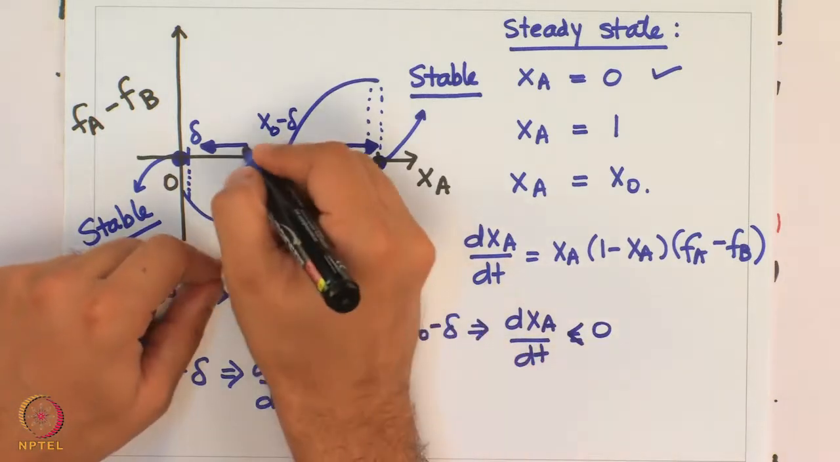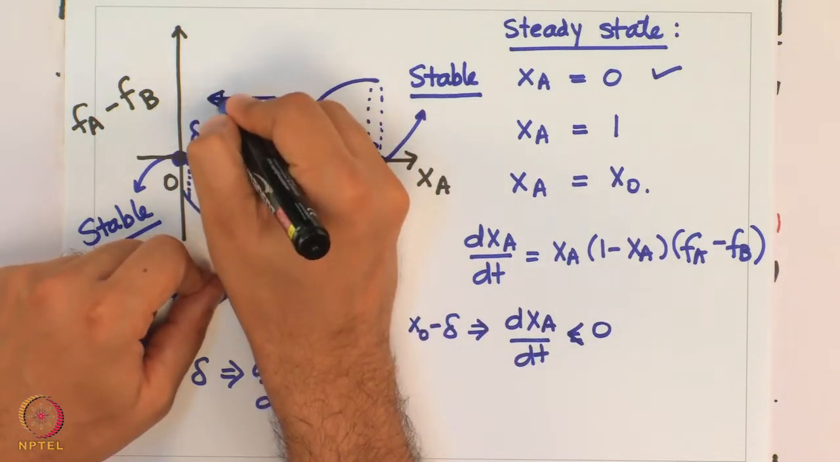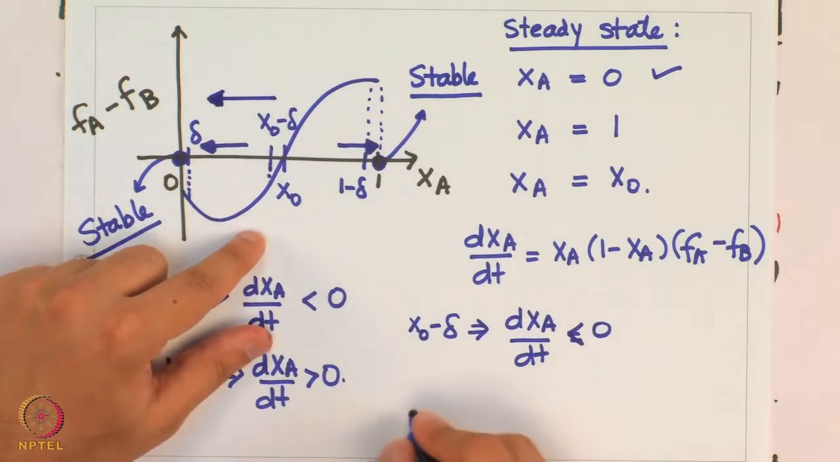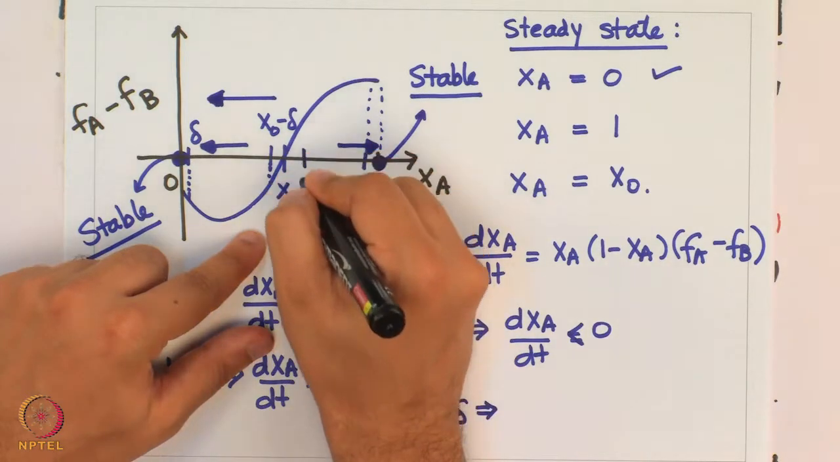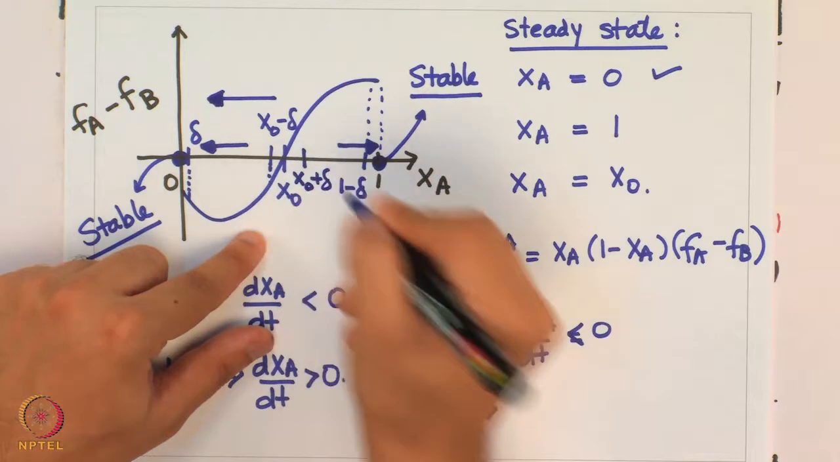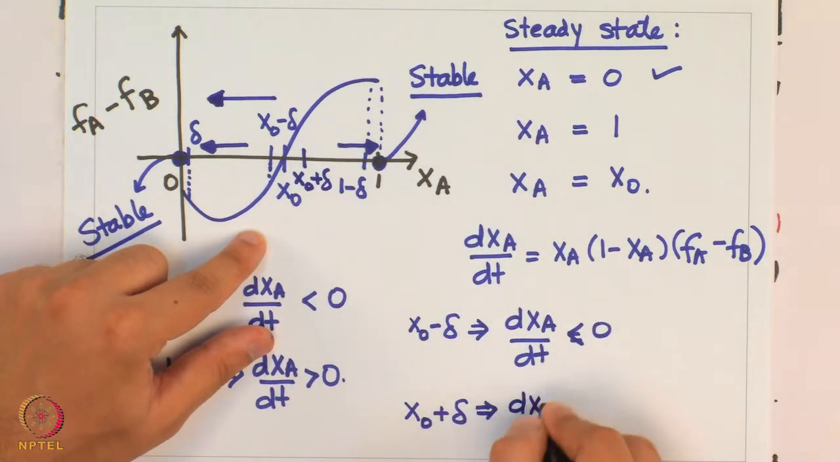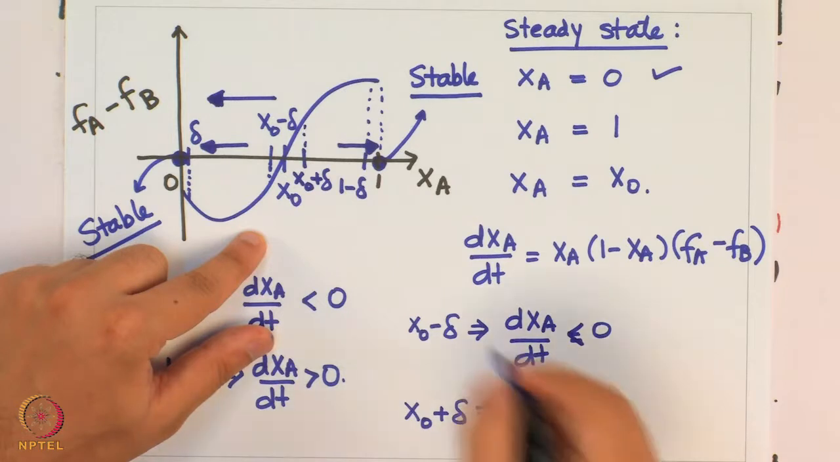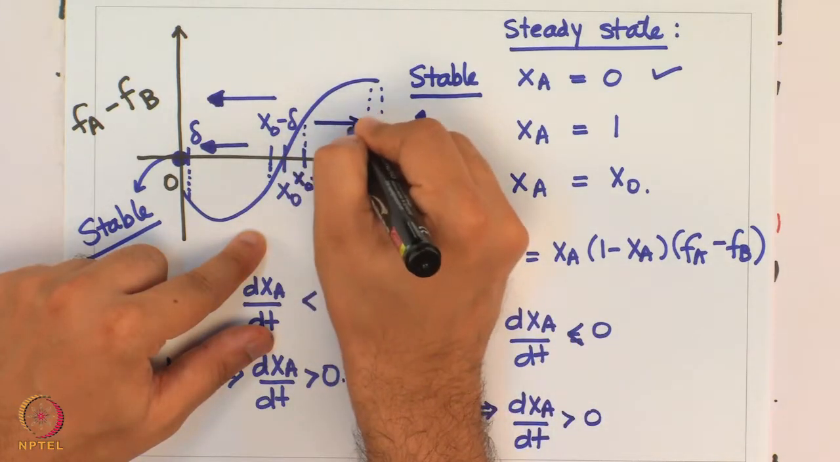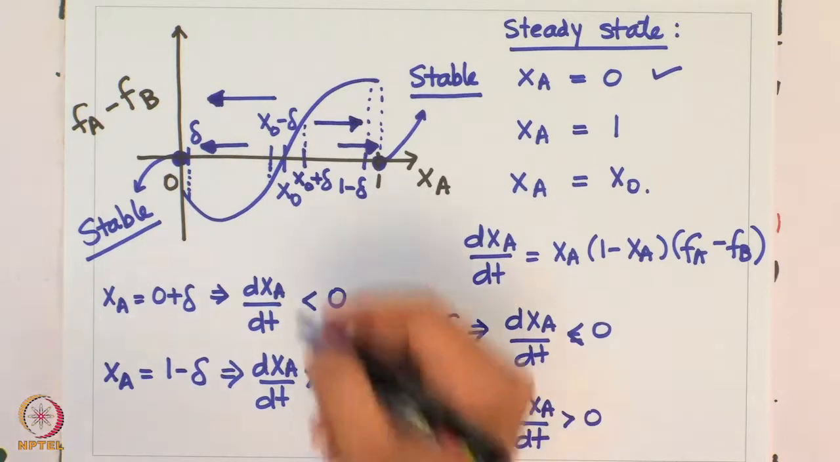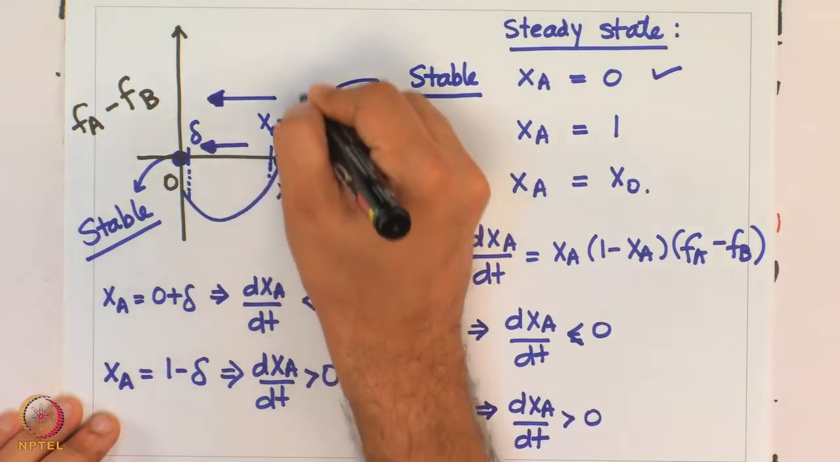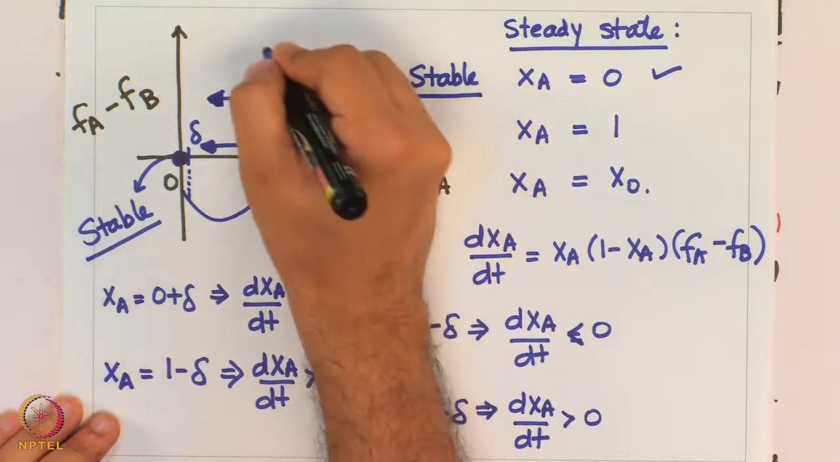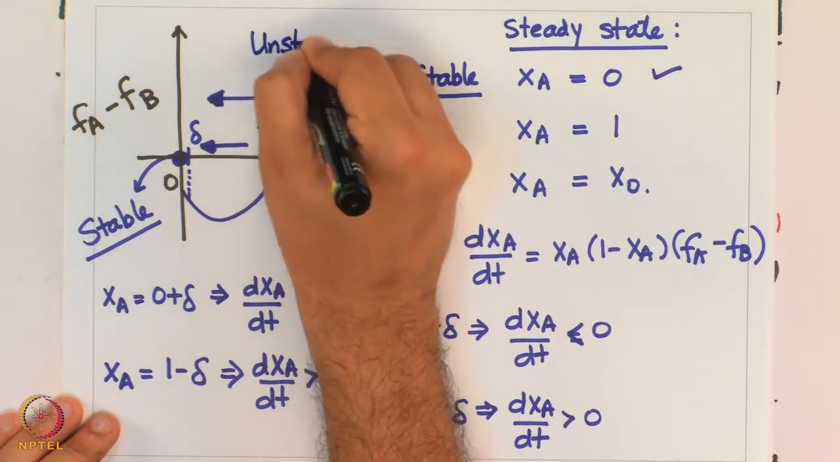dx a by dt is negative, hence the system moves in this direction, away from the steady state that we are talking about, x naught. Similarly, x naught plus delta, this particular location, implies dx a by dt is positive times a positive number, hence greater than 0, and that means the system moves in this particular direction, away from the steady state that we started with, which confirms that x a equal to x naught is an unstable steady state.